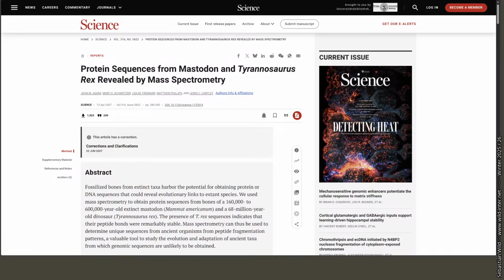Here's an article from this journal Science. Where are we? Let's move it to the other screen.